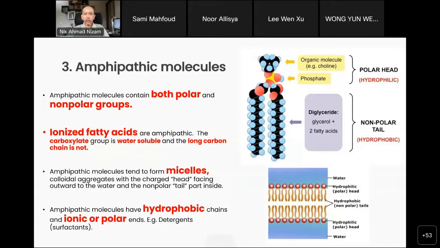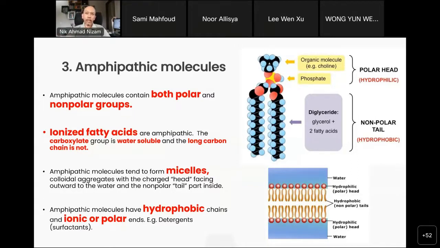Why do we call it a surface active agent? Because these surfactant molecules can interact with water and also with the organic compound, the oil. When you put water and oil together, they will not mix. They will form two layers.